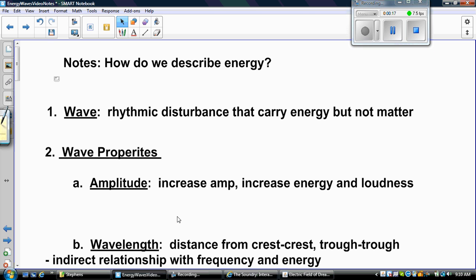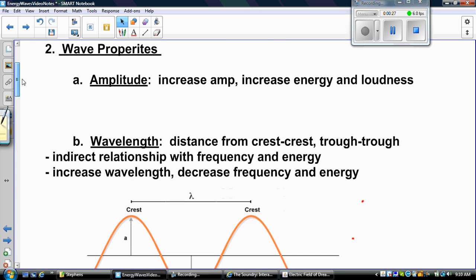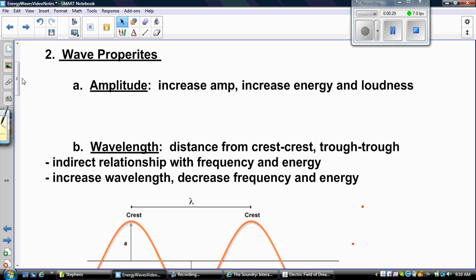Okay, so a wave is any rhythmic disturbance that carries energy but not matter. So energy travels as waves. And there are different properties that a wave has that are going to determine how much energy a wave will carry.